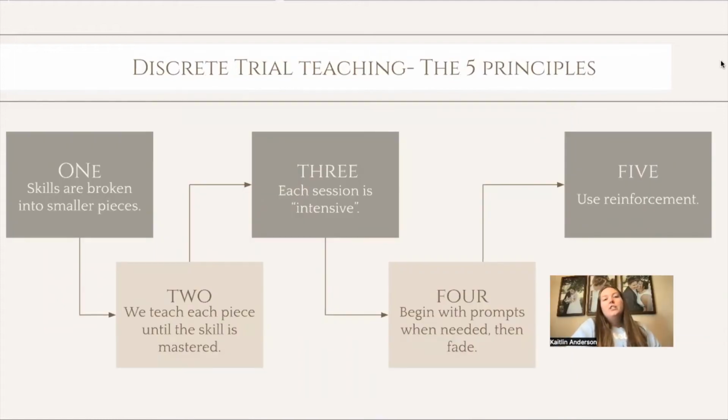Okay, so switching gears here, we're going to move into discrete trial teaching. In other terms, other people call it DTT. There are 5 main principles of DTT. 1, the skills are broken into smaller, more ingestible size pieces for the client. 2, we teach each of those pieces until the skill is mastered. 3, each session is to be intensive. I use that with very, very hard quotations, intensive. 4, you're going to begin with prompts when needed and then fade. 5, we're going to use reinforcement.